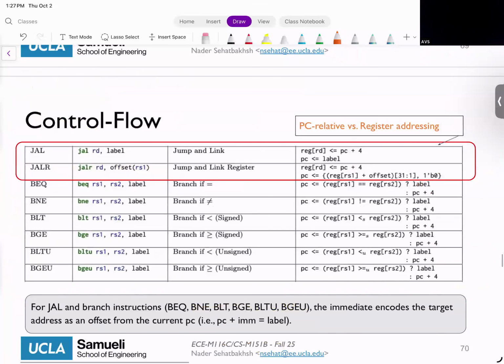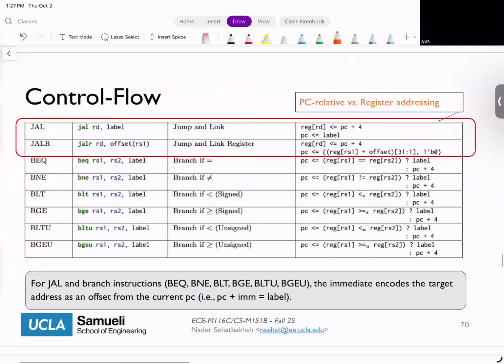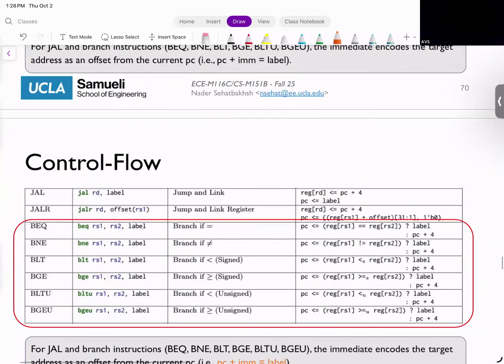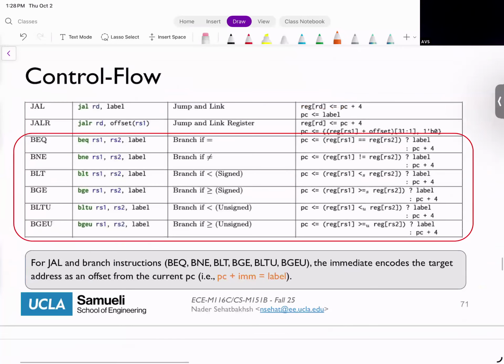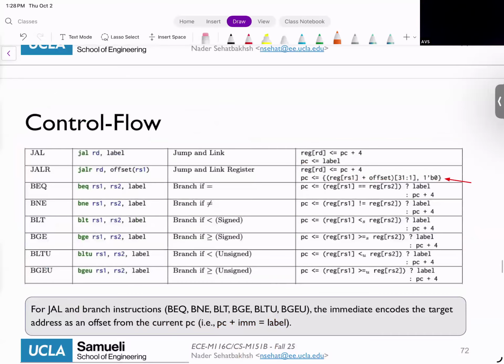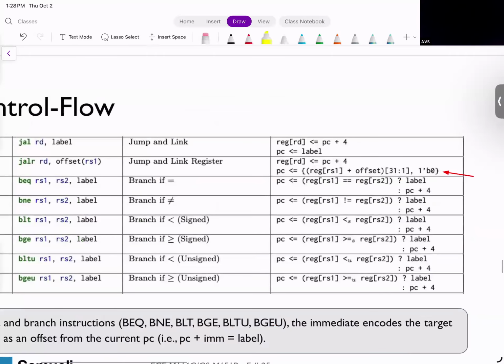Okay. So this just reminds you that these are PC relative instructions. And all the branch instructions are based on the label. And then as I said, emphasizing why we are using that 0 bit: it's to make sure that the address is always an even address, because we want to go by multiples of 2 if it's supporting 16-bit instructions.